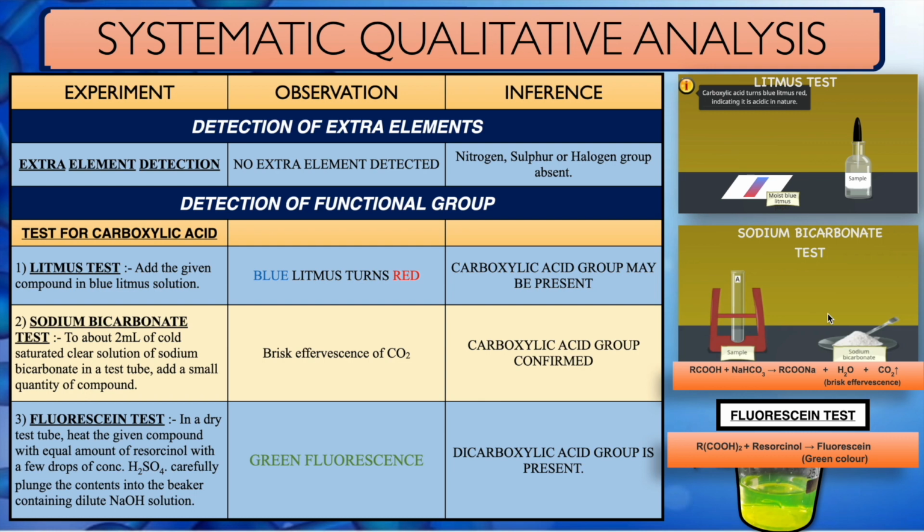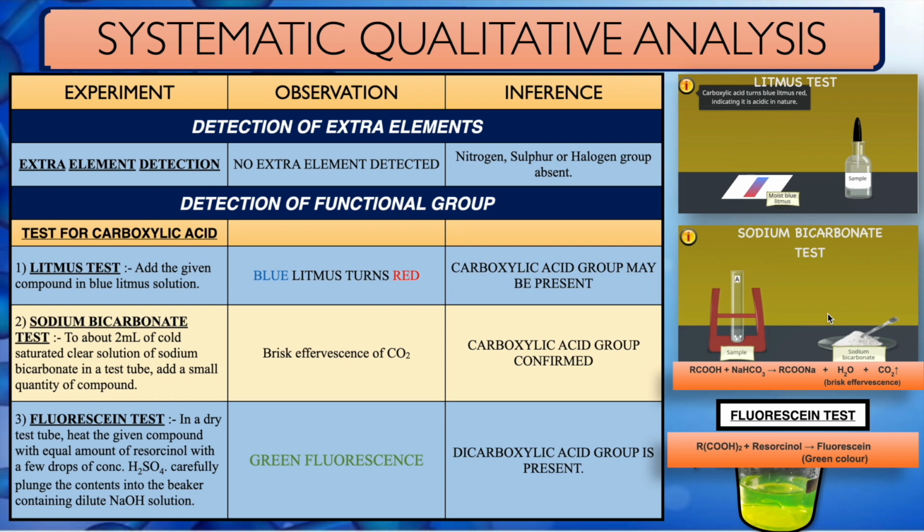The next test is the sodium bicarbonate test. For this, we add a pinch of sodium bicarbonate in the given aqueous solution, and there is a brisk effervescence of carbon dioxide which confirms the presence of carboxylic acid. In our case also, when we add a pinch of the given solid compound in 2 ml of cold saturated solution of sodium bicarbonate, there is a brisk effervescence of CO2 observed. So we say in our inference that carboxylic acid group is confirmed.